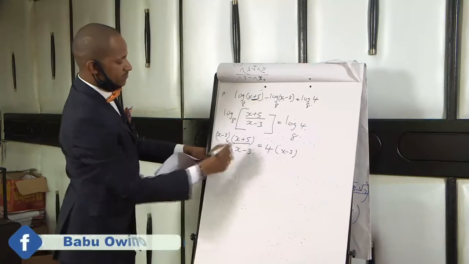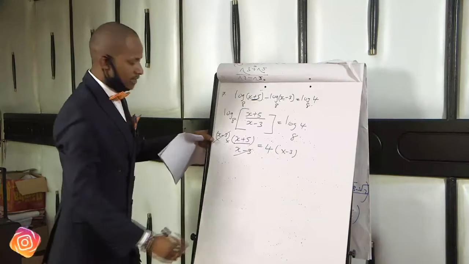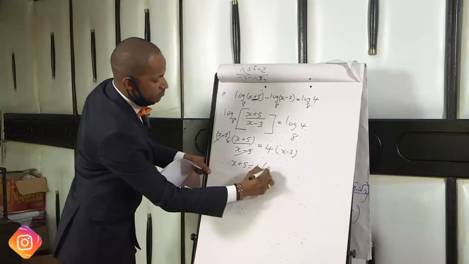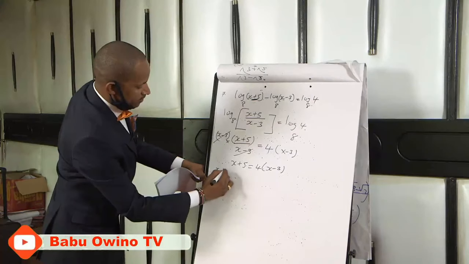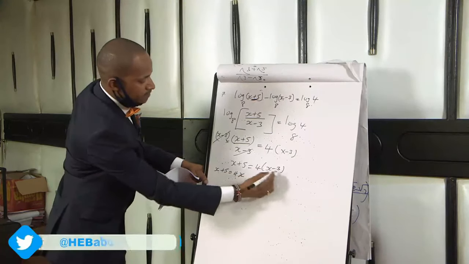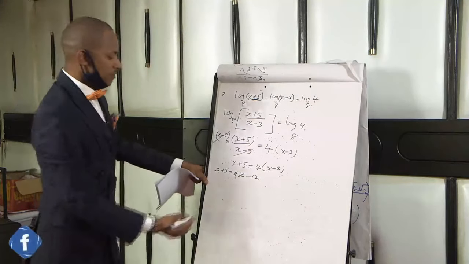So when you multiply this by x minus 3, x minus 3 will cancel. You remain with x plus 5 equals 4 into x minus 3. From here we have x plus 5 equals 4 times x is 4x, 4 times minus 3 is minus 12. Collect the like terms together.